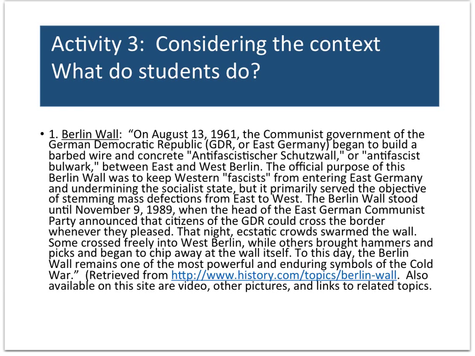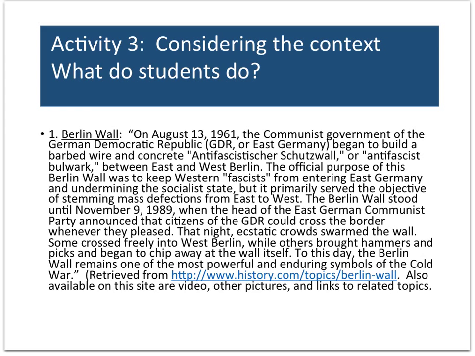Here's an example of the contextual information from the first photograph that depicts the Berlin Wall. It says, on August 13th, 1961, the communist government of the German Democratic Republic began to build a barbed wire and concrete anti-fascistischer Schutzwall, or anti-fascist bulwark, between East and West Berlin. That is one of the things that's depicted in the picture.